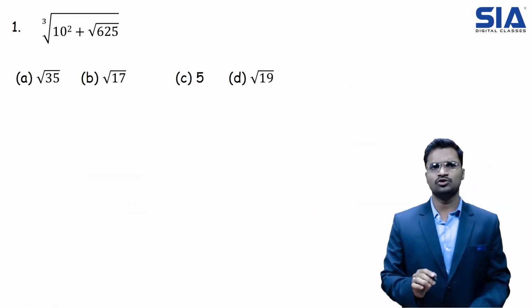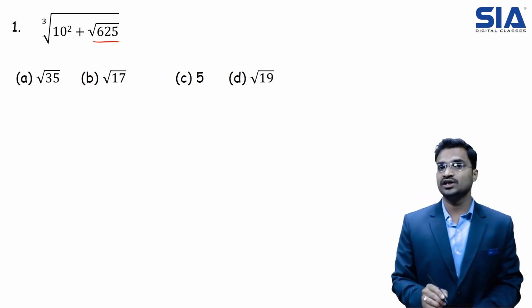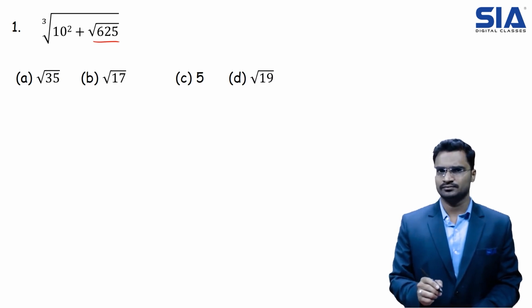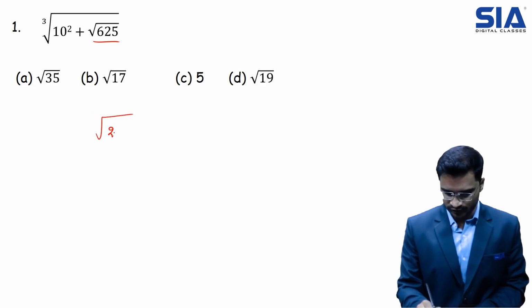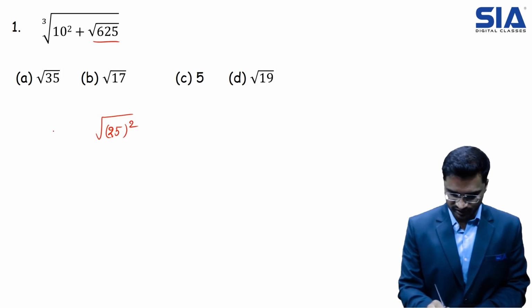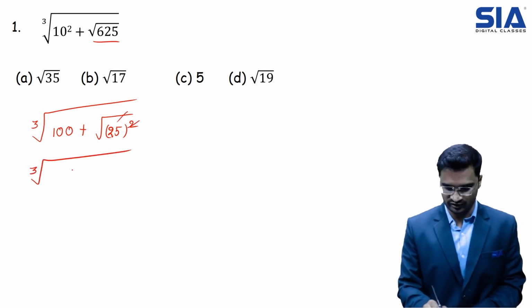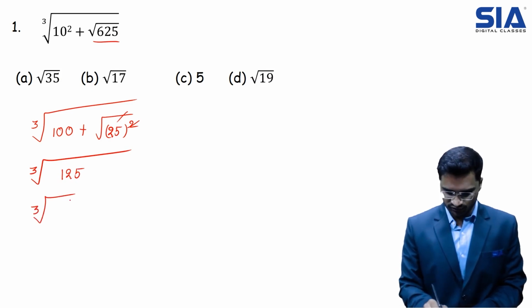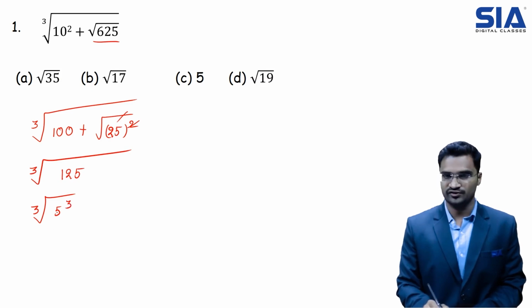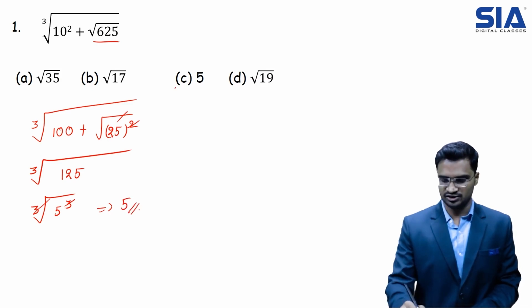Okay. Cube root of 10 square plus under root of 625. Let us solve under root of 625. 625 is nothing but 25 square. 25 square is 625. So I can write it as under root of 25 whole square. Then 10 square is 100 plus, then we have a cube root. So square root gets cancelled. So cube root of 100 plus 25. 100 plus 25 is 125. I can write 125 as 5 cube. So 5 cube is 125. So cube and cube root get cancelled. So our answer is 5, which is option C.